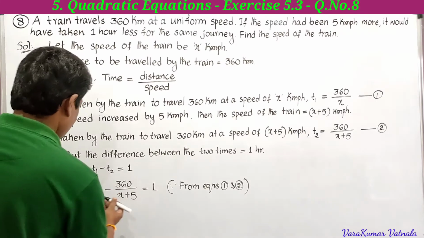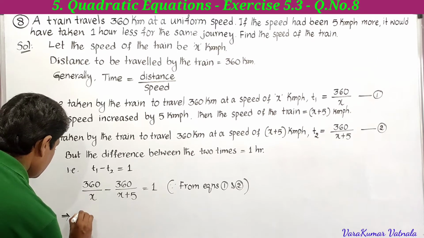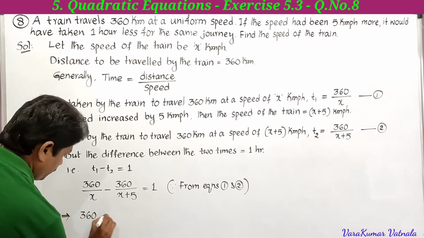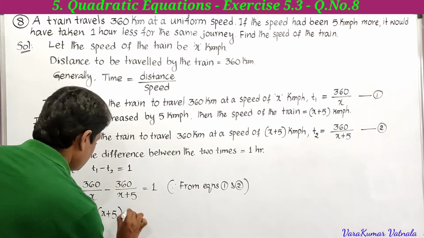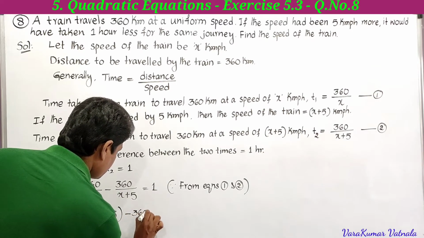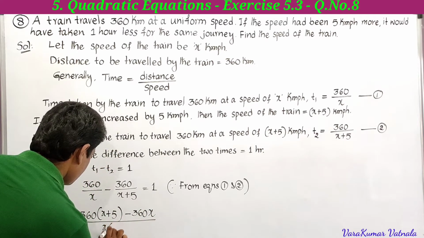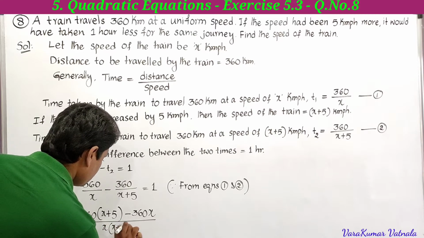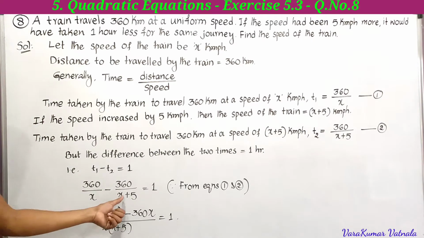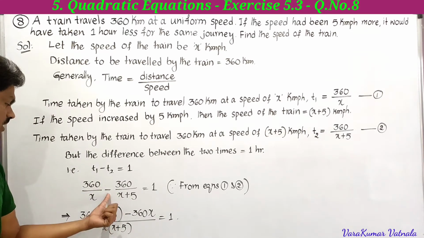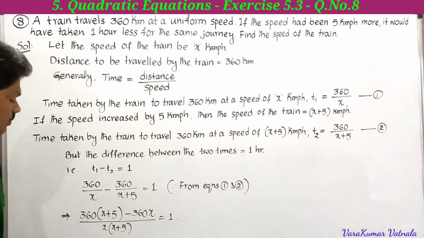So just find the LCM here. What we get is 360 into x plus 5 minus 360 into x, divided by x into x plus 5, is equal to 1. So just to find the LCM, we get 360 into x plus 5 minus 360 into x, divided by x into x plus 5, is equal to 1.